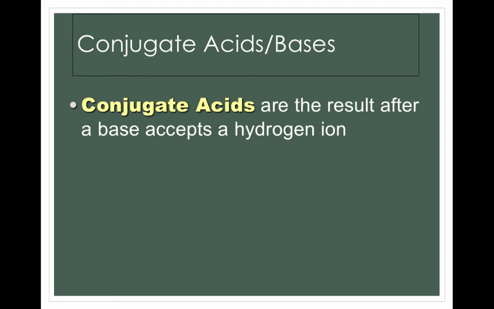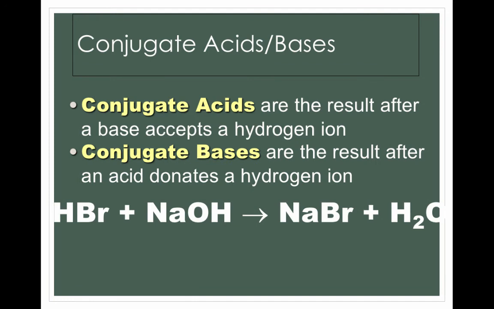So what's up with the word conjugate? We just call them conjugates again to differentiate between their original acids and bases, and it's the result after the hydrogen ion has been transferred or accepted by the base. And then the conjugate base is the result of the acid having already donated its hydrogen ion.